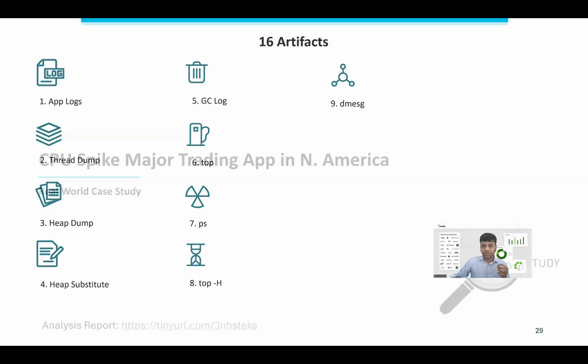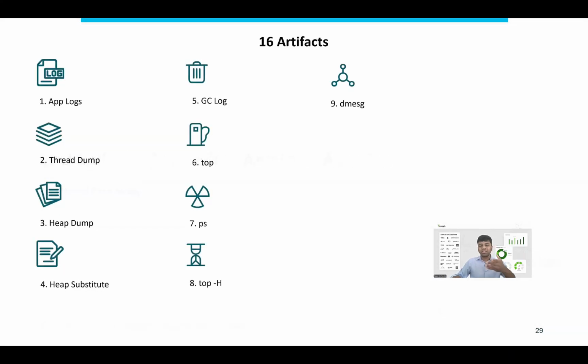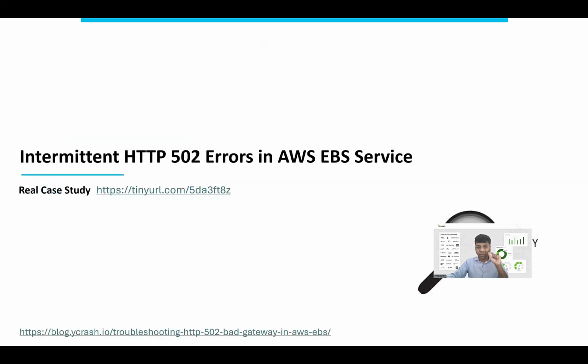Okay. So friends, now let's talk about the ninth artifact, which is dmesg. Friends, here we spoke about application logs, JVM, the thread dumps, all of them. Kernel also has a log, and that log also plays an important role in troubleshooting, right? It's always easy to explain with an example.